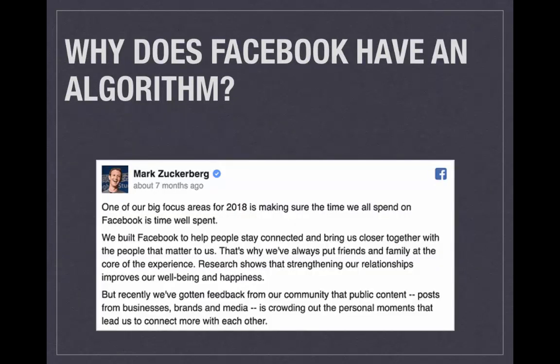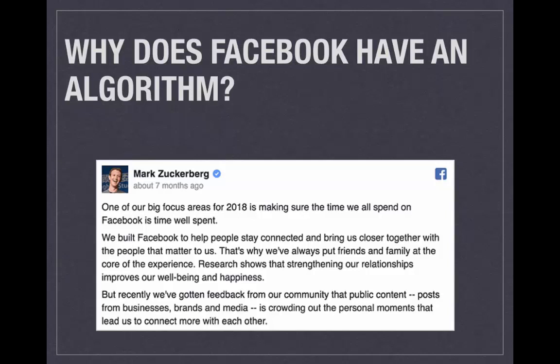Now, why does Facebook have an algorithm? To understand that, look at one of Mark Zuckerberg's posts. I think in the beginning of 2018 he posted something like this. I'm just going to read it out for you. One of our big focus areas for 2018 is making sure the time we all spend on Facebook is time well spent. He's talking to his whole Facebook user community.